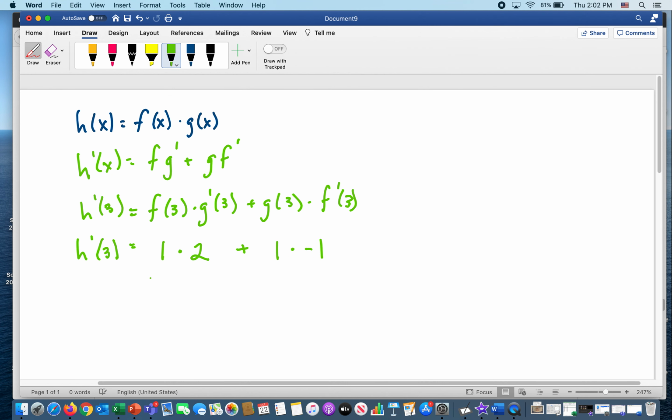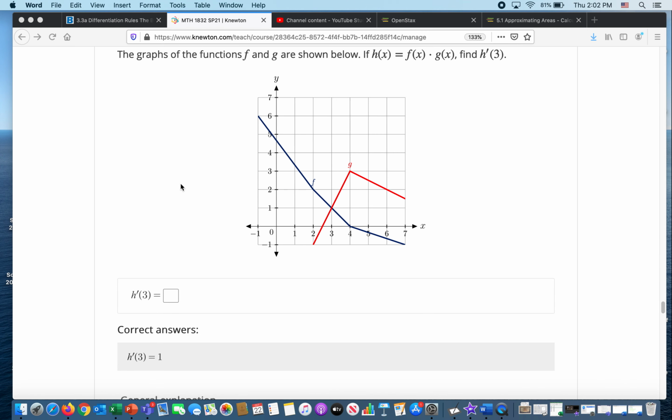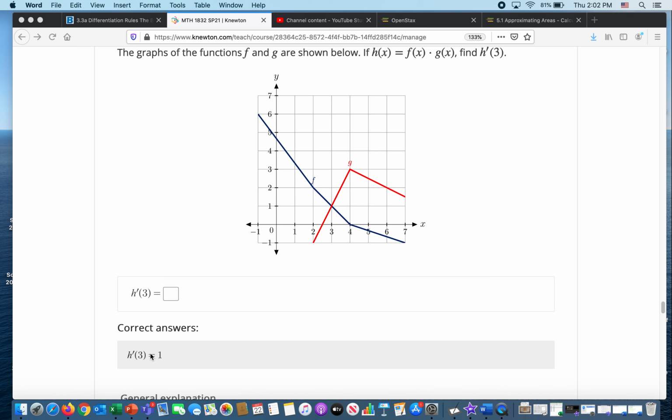And I'm going to add these values together. So 2 minus 1 is equal to 1. H prime of 3 is 1. You can see h prime of 3 is 1.